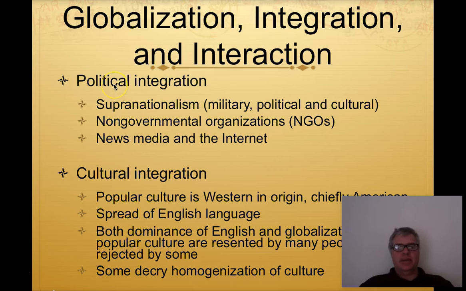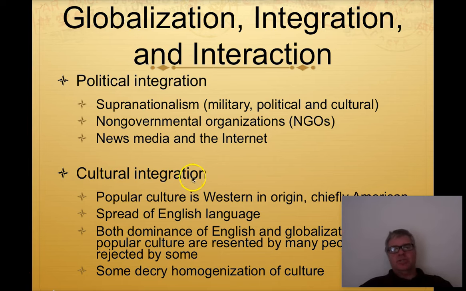In addition to that economic integration, we also have political integration, where you have these large, what are called supranational organizations, things like the European Union or NAFTA, but also alliances like NATO that are multinational, and organizations like the United Nations, which of course is a global political body.